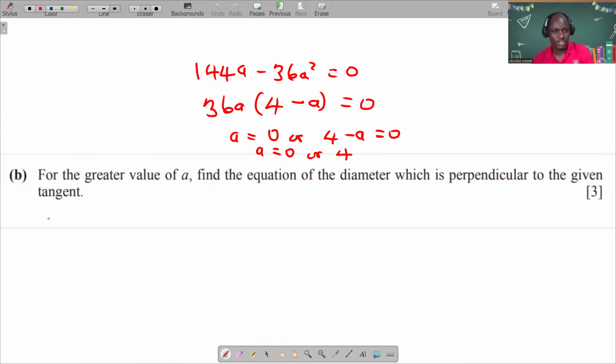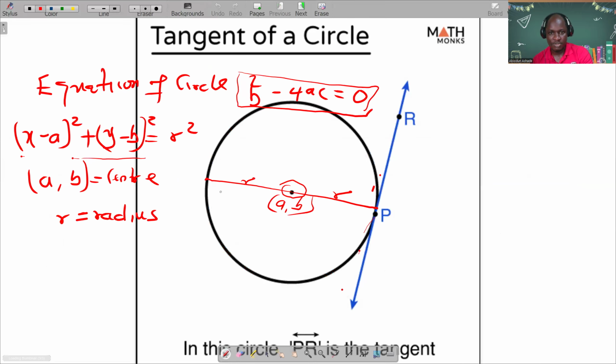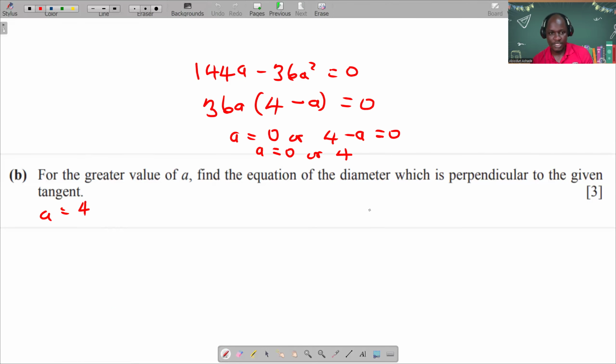Now, the second aspect of the question is saying for the greater value of a, the greater value of a here means that a equals 4, find the equation of the diameter which is perpendicular to the given tangent. If you look at this circle, this line, which is a diameter, is perpendicular to this tangent here. And don't forget our law: when lines are perpendicular, the gradient of the first line and the second line multiply together to give us -1. But to go about this question, we first need to get the equation of our tangent.